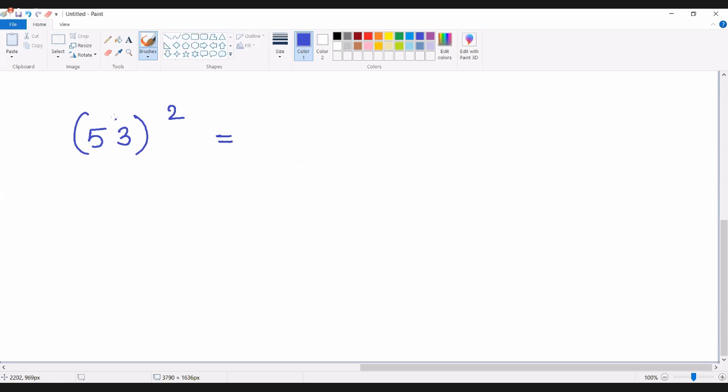You can take it like this. A value is going to be 5, B value is going to be 3. A square is nothing but 5 square, that is 25. 2ab is nothing but 2 times 5 into 3 is 15. 15 into 2 is 30. 3 square is 9. With that, our answer choice is not over.